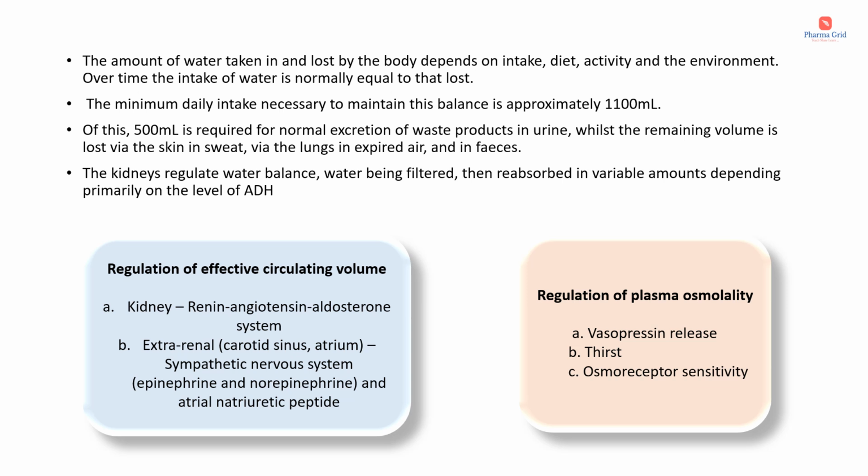The kidneys regulate water balance, water being filtered, then reabsorbed in variable amounts depending primarily on the level of ADH. Here you can see the regulation of effective circulating volume. What are all the factors that affect the regulation of circulating volume? Kidney: in the kidney, the RAS system, that is the renin-angiotensin-aldosterone system. Then extra-renal involves the sympathetic nervous system, mainly epinephrine and norepinephrine, and atrial natriuretic peptide. Then regulation of plasma osmolality by vasopressin release, thirst and osmoreceptor sensitivity.